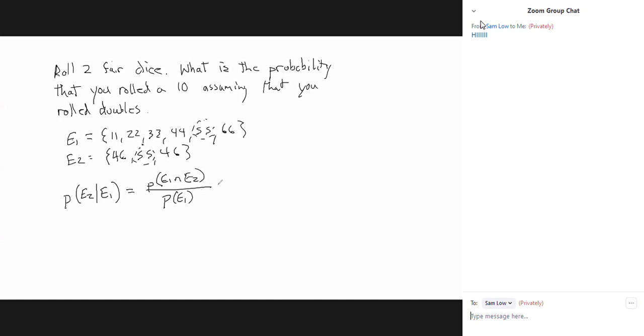But let's see. Okay, what's the probability that they both occurred? Well, they only have 1 in common, so that's what, 1/36? And what's the probability that this one occurred? Well, that's 6/36. And as expected, we get 1/6.